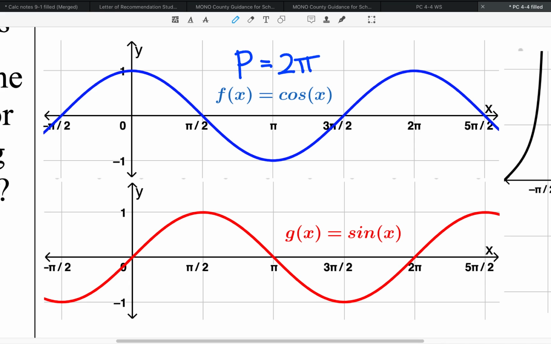Everyone write it down. It's the same period. The period for sine is 2 pi. Pretty easy to remember. Just remember 2 pi. That's a full 360 degrees, but in radians. By the way, we're always sticking to radians from here on out.